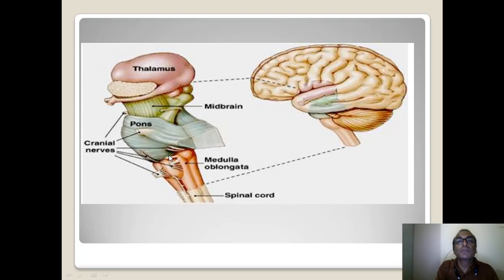The brain stem is a very important part of our brain, because out of 12 pairs of cranial nerves, 10 pairs of cranial nerves arise from this brain stem region only. Even if the forebrain is damaged, a person can survive. Breathing can continue. He might be paralyzed, lying on the bed, but he will survive. But if the brain stem is damaged, the person will die.